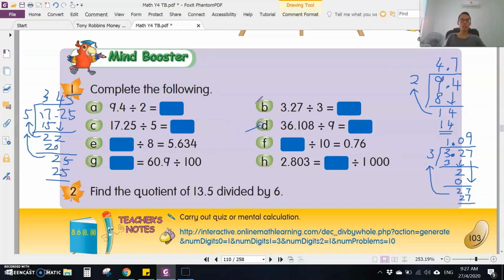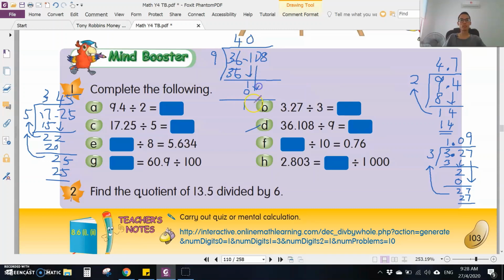Okay, question D. 36.108 divided by 9. We start from the second number because 3 is too small, so we use 36. So you write your answer above the 6. 4 times 9, 36. Balance is 0, so bring down the 1. 0 times 9 is 0. Okay, because we cannot put 1. If you put 1, 1 times 9 is 9, it becomes too big. So 0 times 9 is 0, balance is 1.